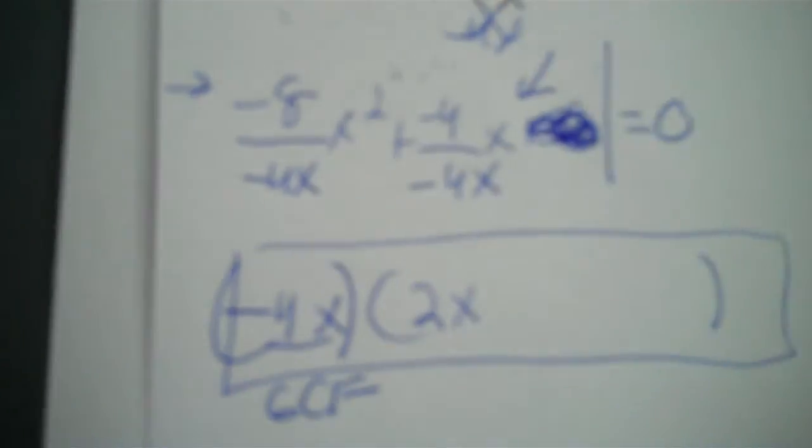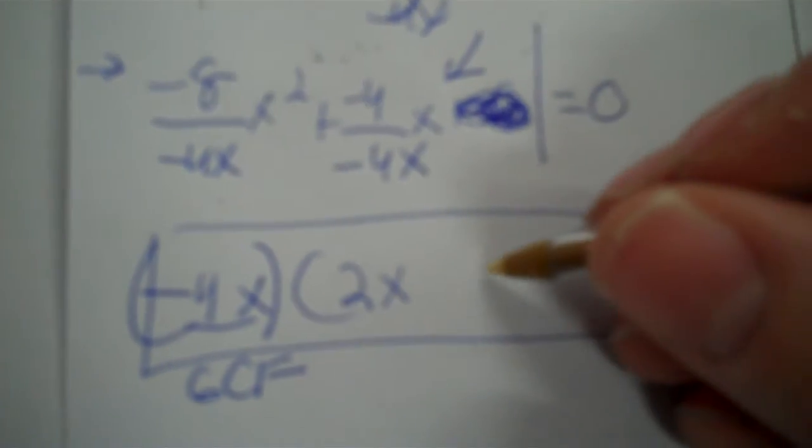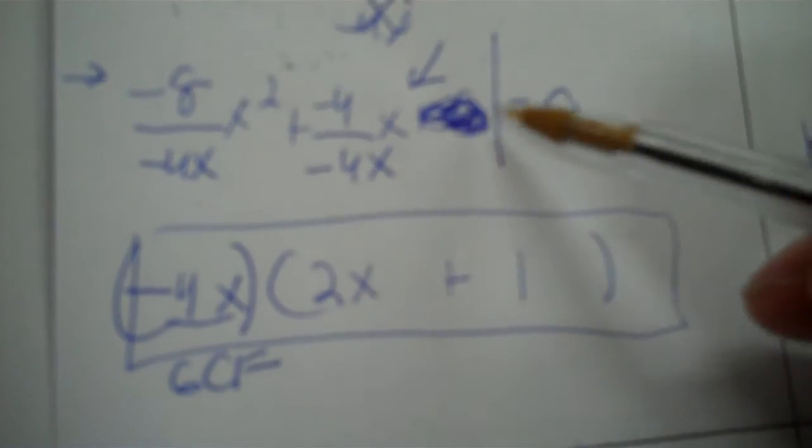Now you go up and divide by negative 4x. So negative 8 divided by negative 4 is 2. Then I divide x squared by x. That's x. Negative 4 divided by negative 4 is positive 1. Then I divide my x by my x, and that cancels. So now you go F1, F2 and solve.